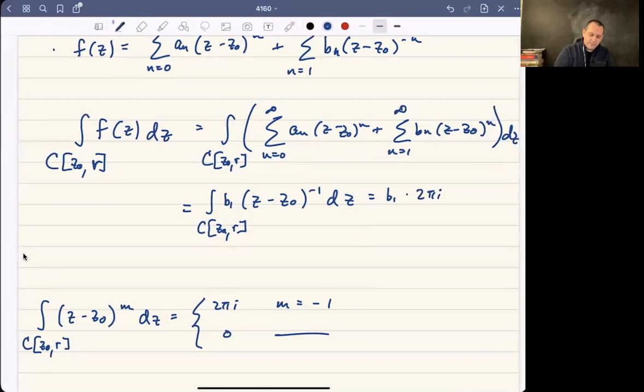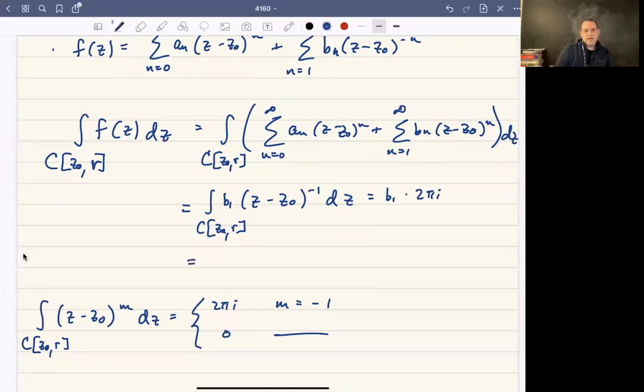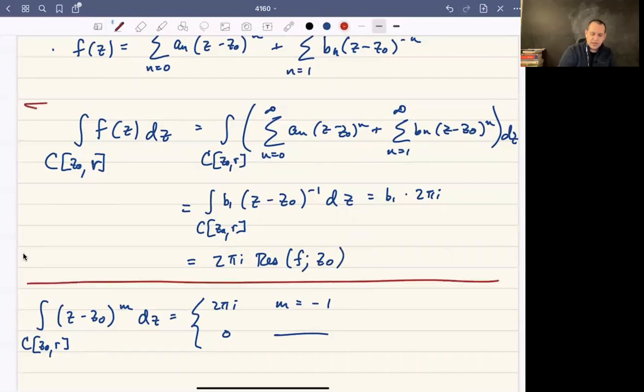So in other words, if you integrate a function f over some circle centered at z naught of radius r, this is going to be 2 pi i times the residue of f at z naught. Okay, this is kind of our first glance into the residue theorem. We'll say lots more about this in chapter 9.